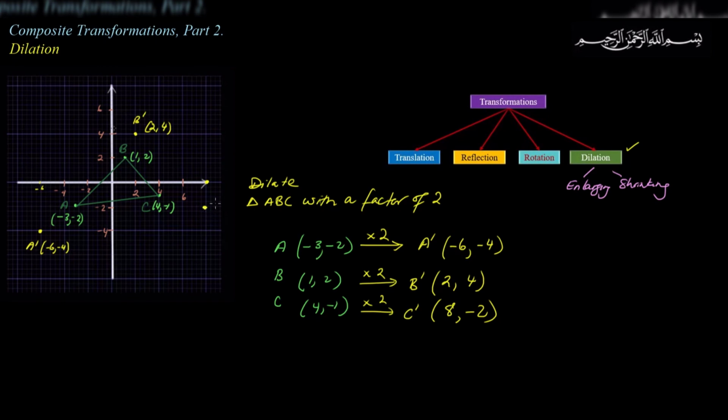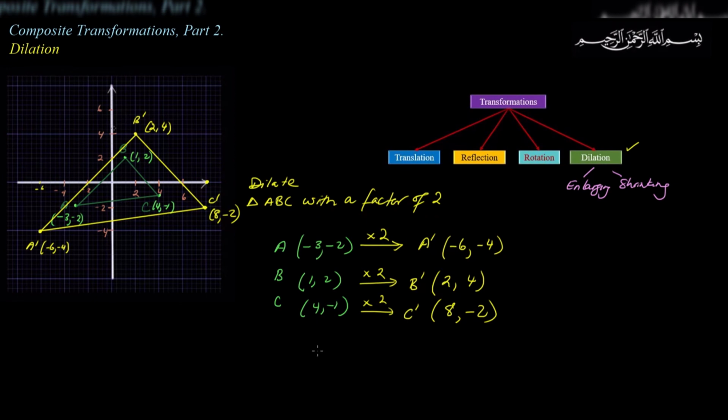So that's C prime over here, 8, -2, and I can connect these three, and I'll have my new triangle A prime, B prime, C prime. So there is my dilated image like that. Ta-da! So it's pretty easy. You made it bigger over here, and so dilations tend to be reasonably easy to perform.